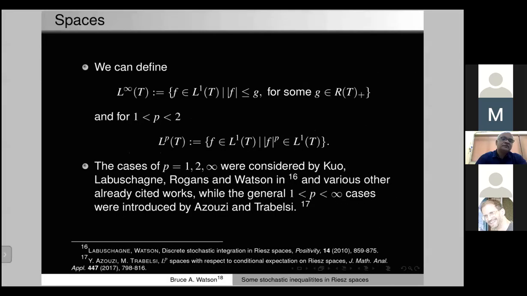Now, if we start to look at some of the nice spaces, we've got L1, an L1 type space. We can define an L infinity type space by looking at all the elements of L1 whose absolute value is bounded by something from the positive cone of the range of T. And we can define LP in general. It shouldn't have been between 1 and 2. P should be between 1 and infinity. I don't know why it's stuck between 1 and 2 here. LP is the elements of L1 whose modulus to the power P is in L1 of T again.